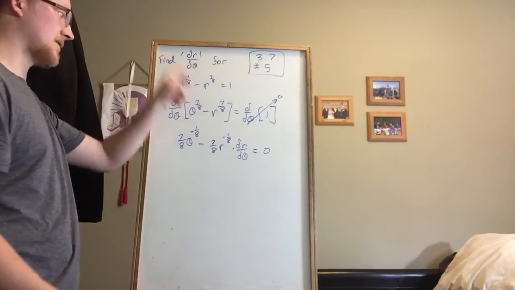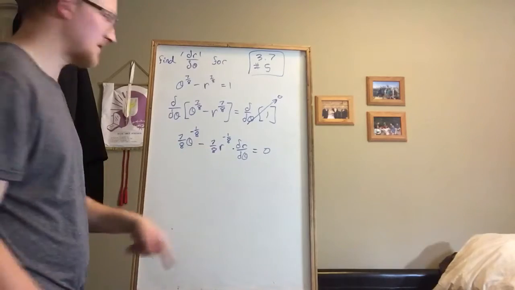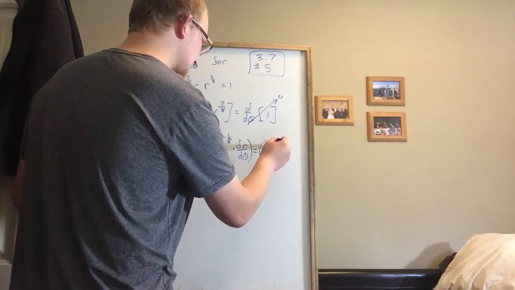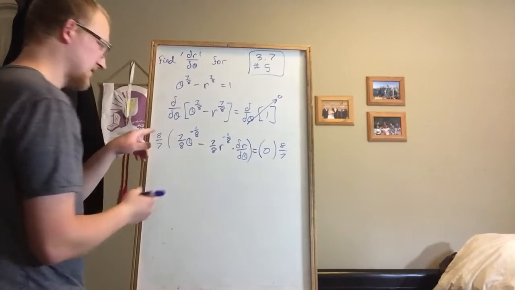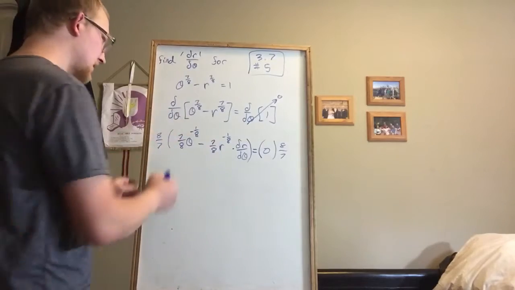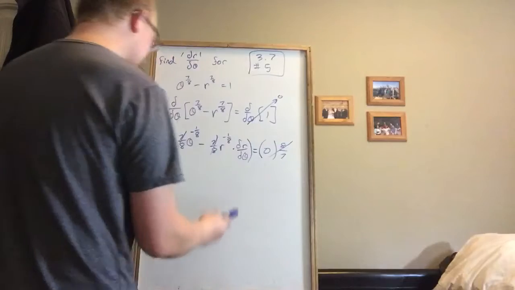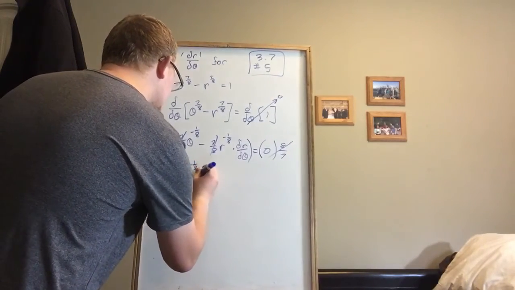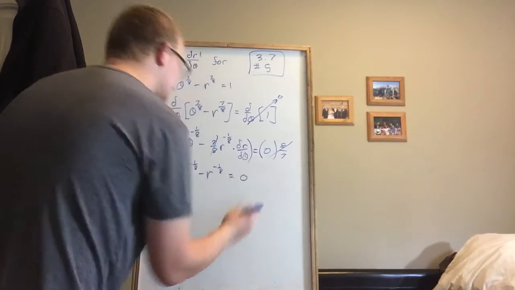So now we just need to solve for dr d theta. You'll notice here that we have 2 7/8. What that means is that I can multiply both sides by 8/7, and if I were to distribute this into each term, they would in fact cancel, and this just goes to 0. So what we're left with is theta to the minus 1/8 minus r to the minus 1/8 equals 0.